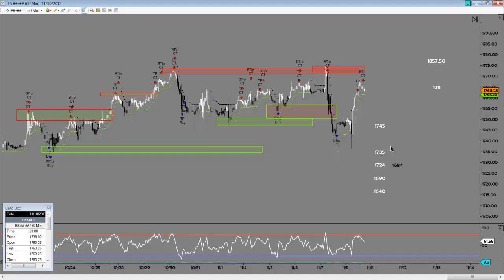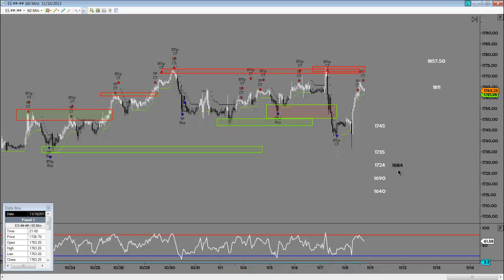So these would be two zones to watch for support if we pull back from where we are, and monitor the close below those areas if the bears can make this a little bit more of a correction here. Certainly closing below 1735 puts us on alert. Here are some areas below, the initial ones to watch: 1724, 1690, and 1640.